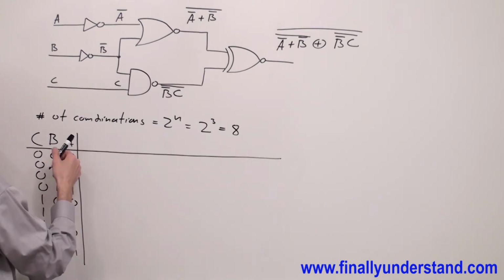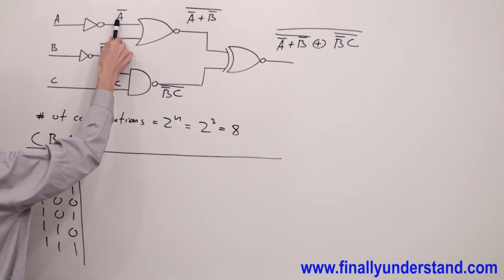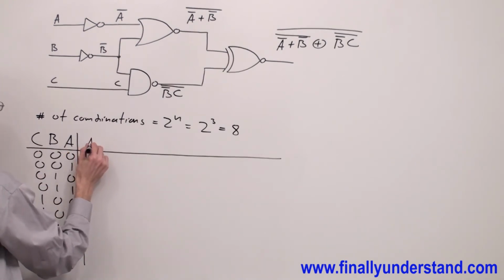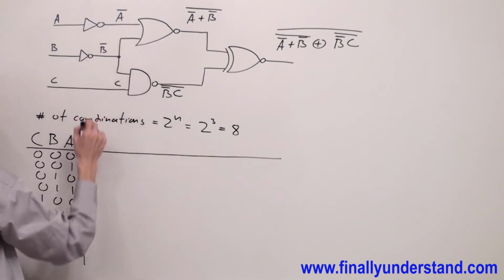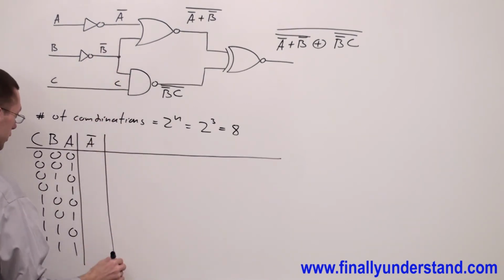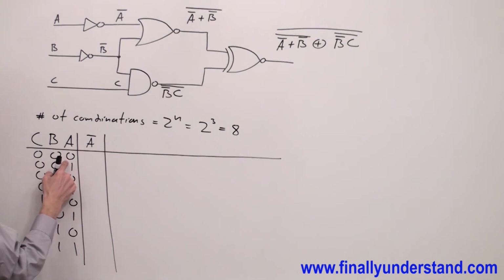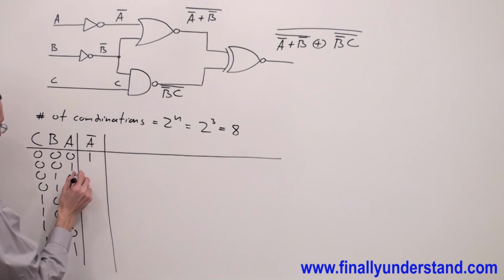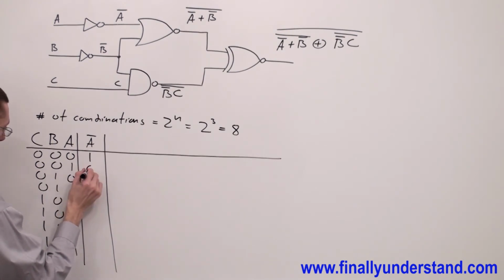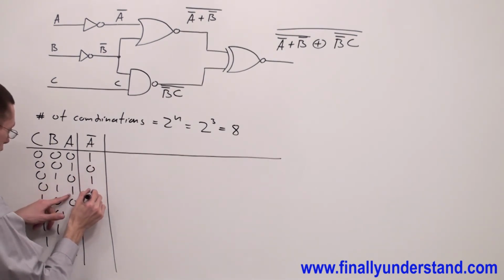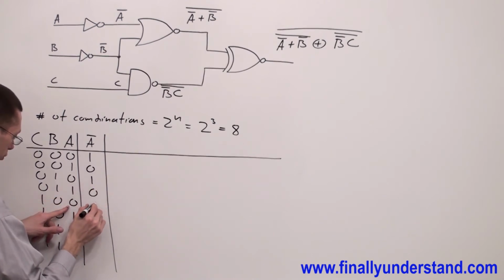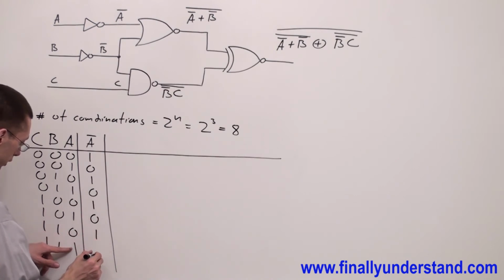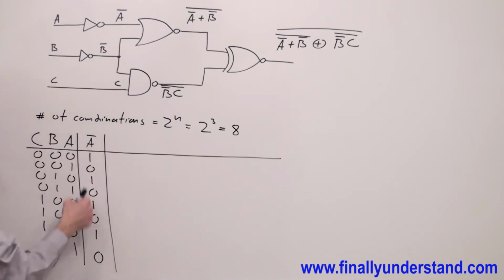So different variable than A, B or C is A not. And A not is complement of A. So it means if A is equal 0, A not is going to be 1. 1 is going to give me 0, 0 is going to give me 1, 1 gives me 0, 0 gives me 1, and 1 gives me 0. This is my column A not.